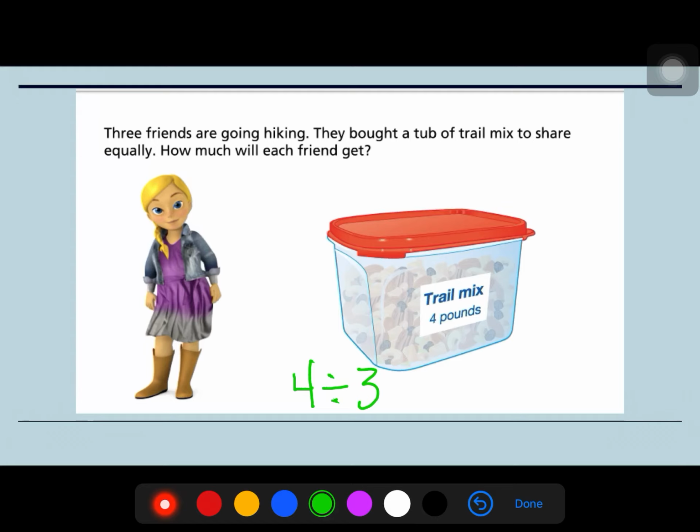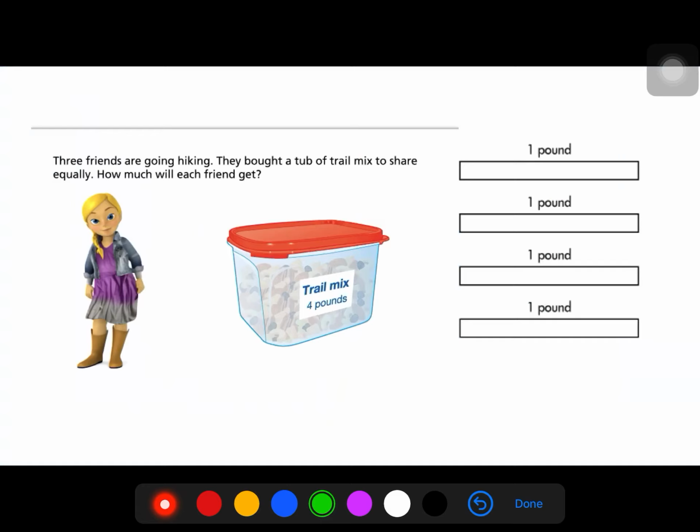One way you could solve this problem would be to make a model and draw a picture. You're dividing each one by 3, so if I represented each pound here and divided each one by 3, I could use this to help me solve the problem. What does each little section of the pound represent? What's the value? Right, each one of these is 1/3. So every friend would get 1 whole pound.